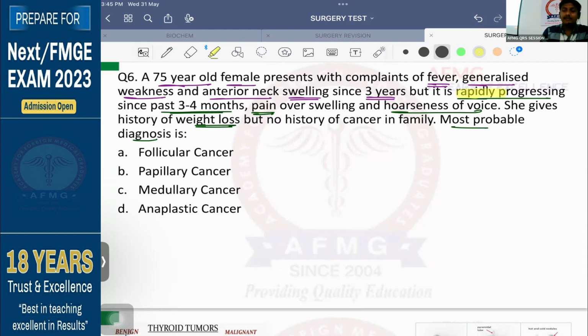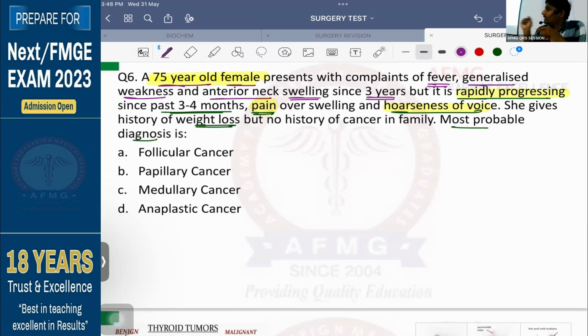चलो, रैपिडली प्रोग्रेसिंग था, पेन ओवर द स्वेलिंग था, वेरी गुड, एज ऑफ द पेशेंट था, यूजुअली 6th to 7th decade of life, एंड होर्सनेस ऑफ वॉइस था, दैट इज सजेस्टिव ऑफ लोकली इन्वेसिव कैंसर. ये तुम्हारे कीवर्ड्स. अब तुम्हें उठाना आ गया कीवर्ड्स, ठीक है. दैट इज हाउ वी नो कि अच्छा डायग्नोसिस क्या बनता है अभी, ठीक है. दोज हु आर नॉट अवेयर स्टिल, ये देखो, ये होता है कीवर्ड, द वंस दैट आई हैव हाइलाइटेड.